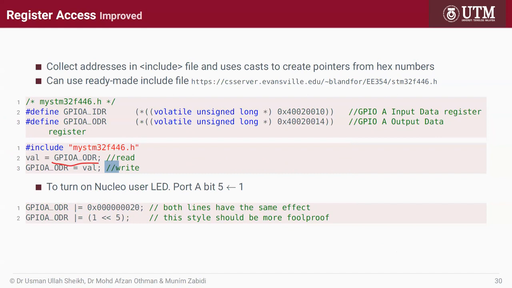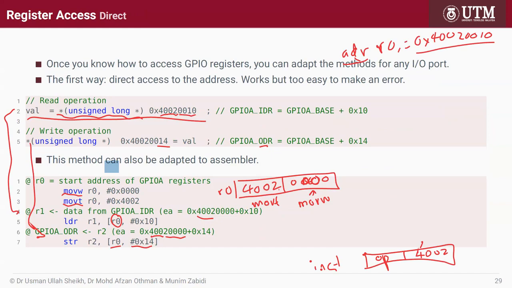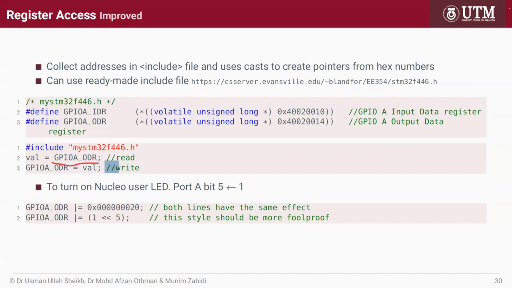Okay, now I read from ODR and I send back to ODR. No problem. Because let's say I have an LED, I have to read from the LED, modify one bit and turn it back. So for example, to turn on the Nucleo user LED, which is port A bit 5, I have to find the location. So look at ODR. ODR is like this, many bits. Bit 0, 1, 2, 3, 4, bit 5 means 5 here.